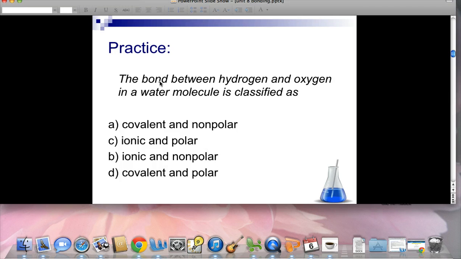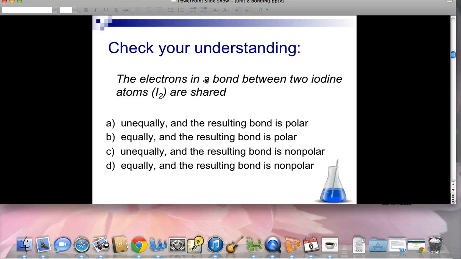The bond between hydrogen and oxygen in a water molecule is classified as what? A, covalent and nonpolar; B, ionic and polar; C, ionic and nonpolar; or D, covalent and polar? Well, polar and nonpolar has absolutely nothing to do really with the ionic compounds. So that leaves us with A and D. And between hydrogen and oxygen, they will not be shared equally. So therefore, the answer would be D. It is a covalent polar bond. And you can verify that is correct by looking at your electronegativity and looking at the difference between oxygen and hydrogen.